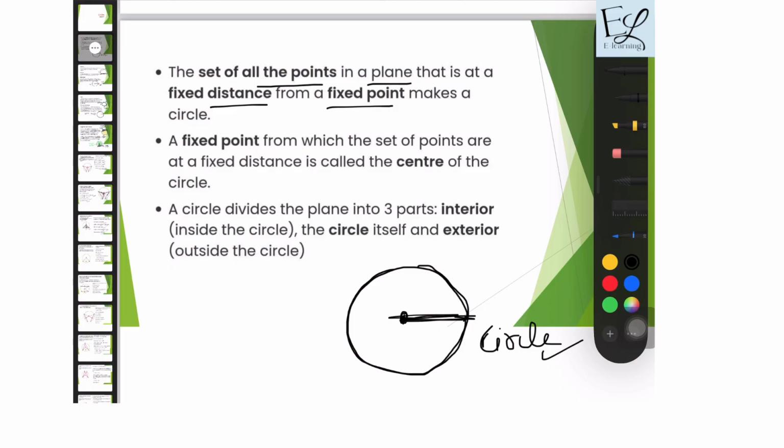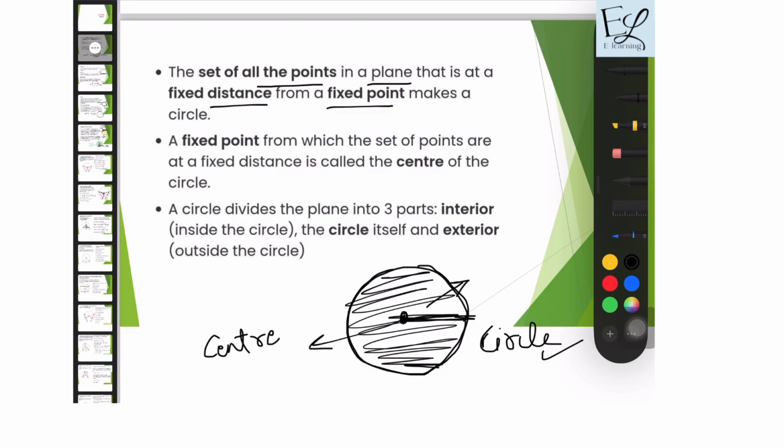And this fixed point is called the center of a circle. Next, the interior part, the inside part, is called the interior of the circle. This is on the circle, right? So it is the circle itself, and suppose here is point D. This is outside of the circle, so this is the exterior part of the circle.